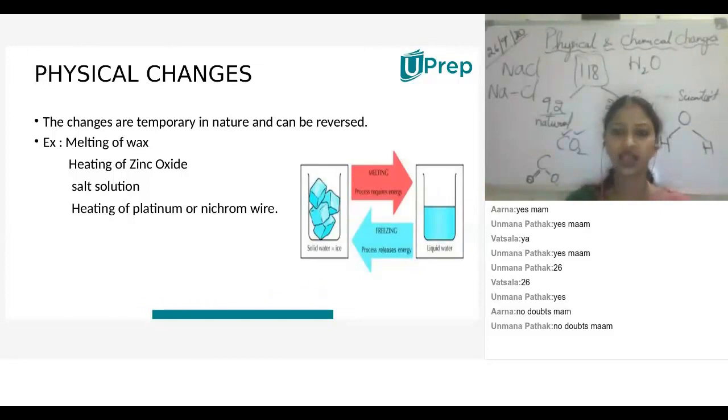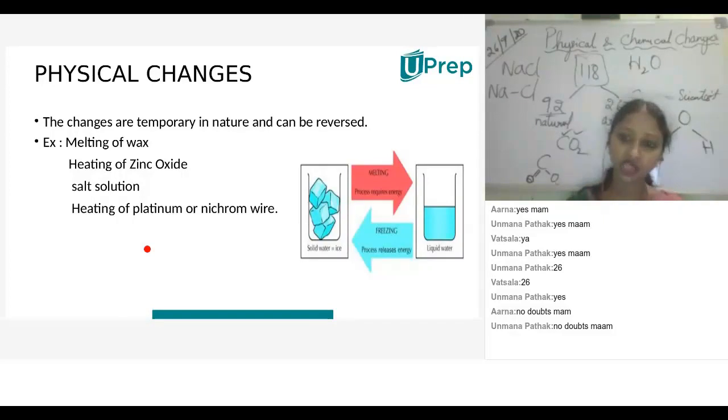Very good. This is the way I have given in the module here: the changes are temporary in nature and can be reversed. It's nothing but a physical change. When we go with the physical change, there is no change in the chemical composition of matter.